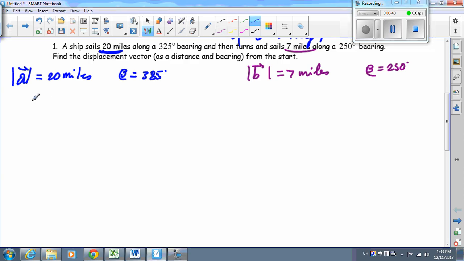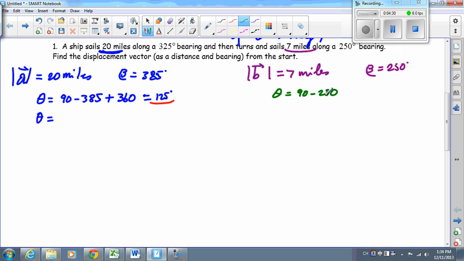For A, I will say theta is equal to 90 minus 325. This one will be a negative value. At the end, I will add also 360. If this is not negative, that will be the value of theta. But this one being negative, I add 360 to make it positive, and you should end up with theta equal to 125 degrees. So this is my theta. I will do the same thing for the second one by saying theta here is equal to 90 minus 250. Well, 90 minus 250 will give me a negative value, so I will go ahead and add 360 to it, and I will get the value of theta to be 200.